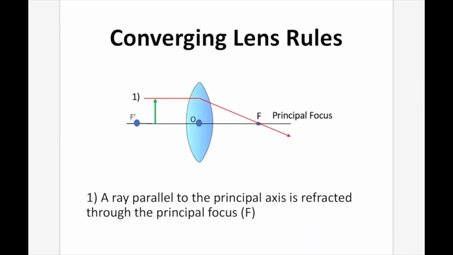Converging lens rules. Number one, a ray parallel to the principal axis is refracted through the principal focus. So we can see that here. We have our first ray right there. It goes to the lens, and then it goes through the principal focus right there.